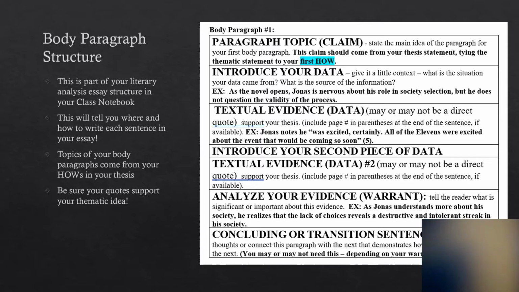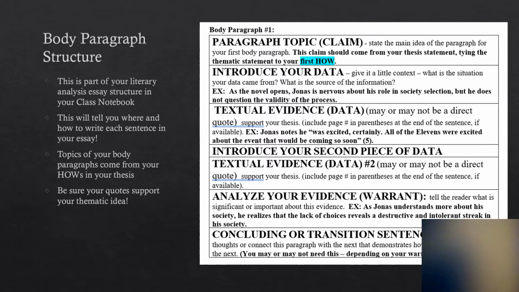So introducing the data quote would be, as the novel opens, Jonas is nervous about his role in society selection, but he does not question the validity of the process. So I'm going to explain what my quote's all about. Then I'm going to give you the quote. Jonas notes he was excited, certainly. All of the 11s were excited about the event that was coming so soon.